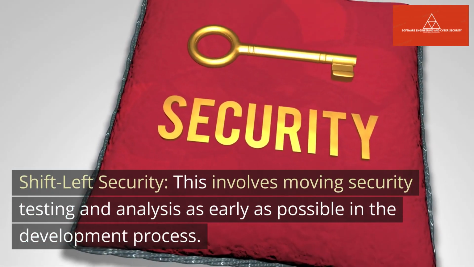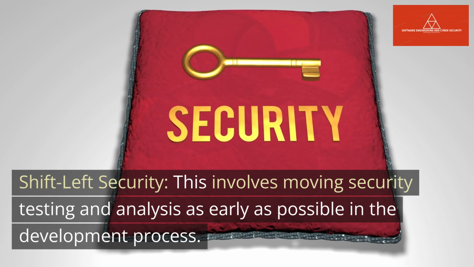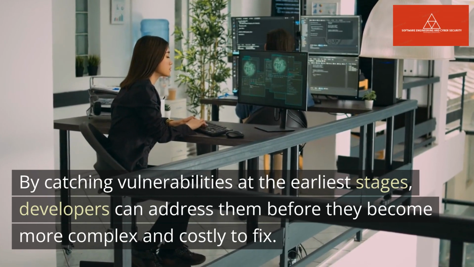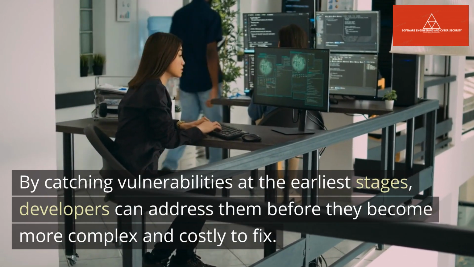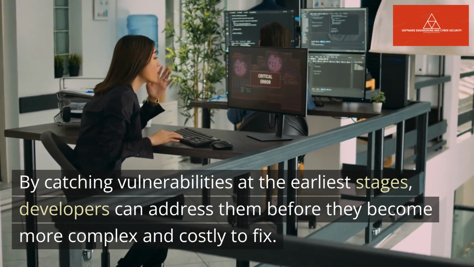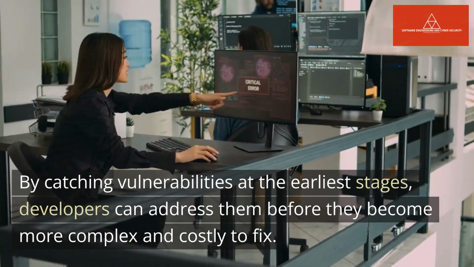This involves moving security testing and analysis as early as possible in the development process. By catching vulnerabilities at the earliest stages, developers can address them before they become more complex and costly to fix.